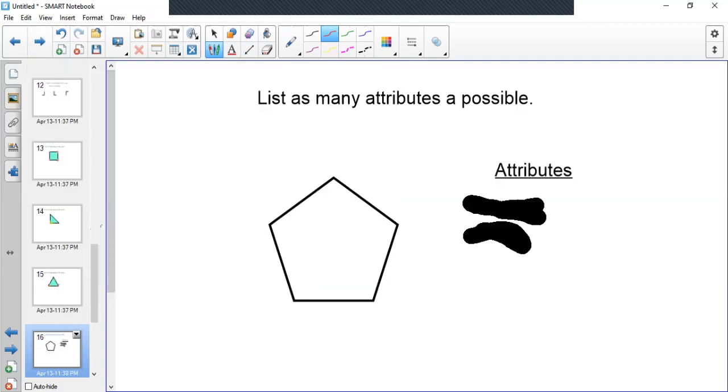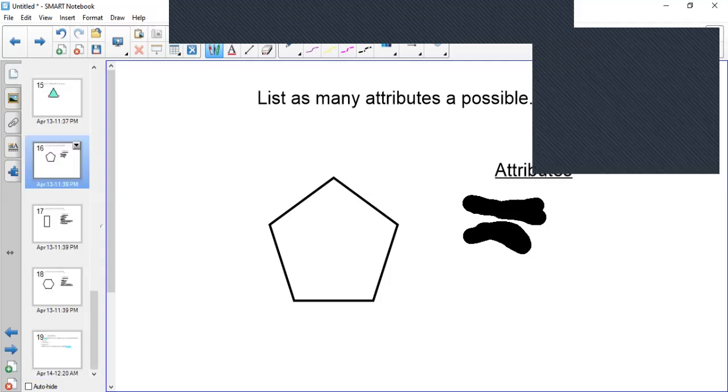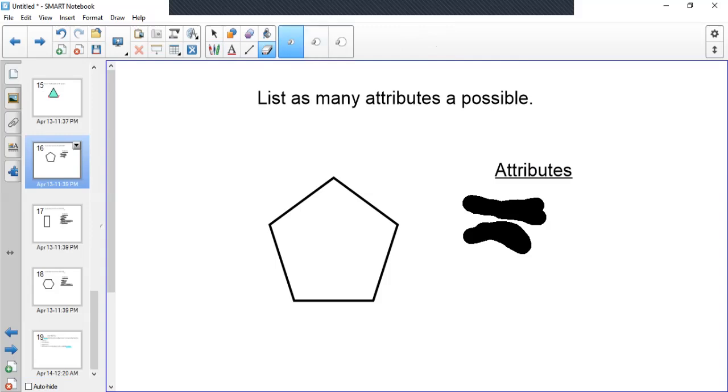So right now we're looking at a what? A pentagon. How many attributes can you list for this pentagon? Go ahead and take 1 minute and list as many attributes as you can for this pentagon. Okay, I'm going to erase some attributes that I came up with, and let's see if they match yours. Are you ready? Attribute 1. Did you say 5 vertices? Excellent job. Let's highlight those vertices.